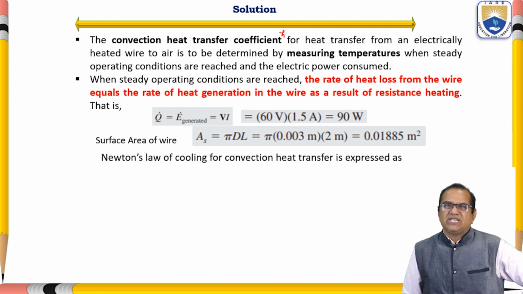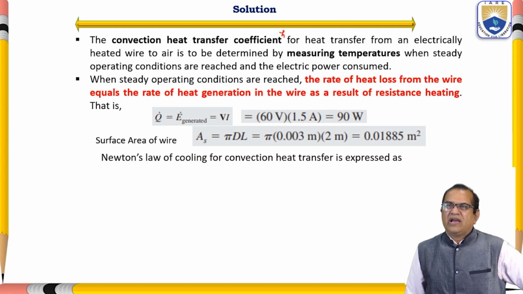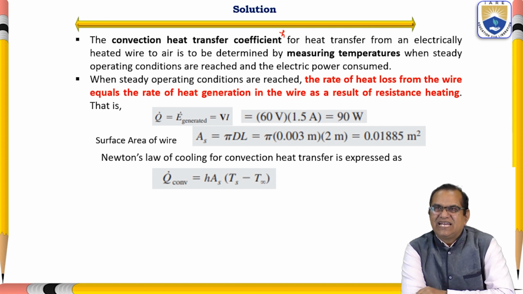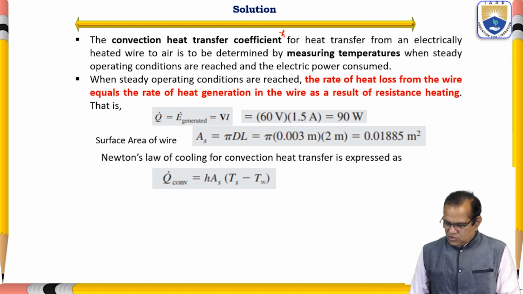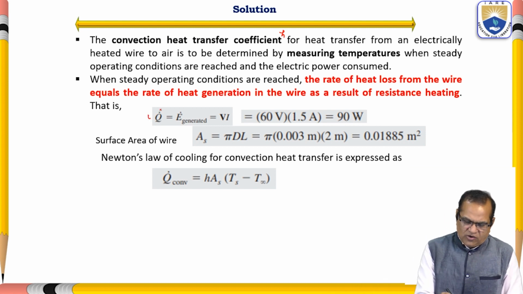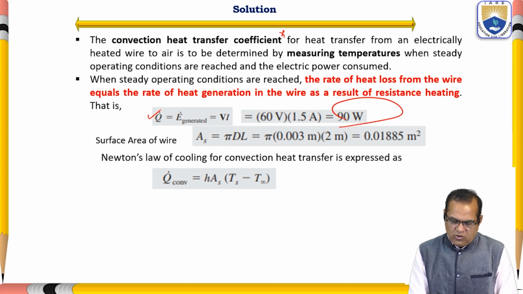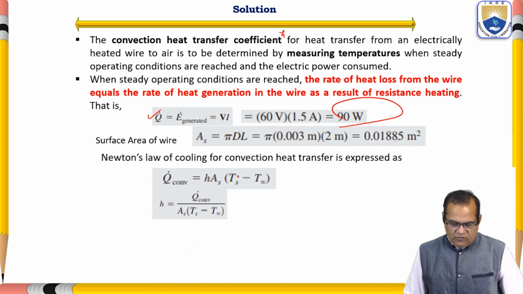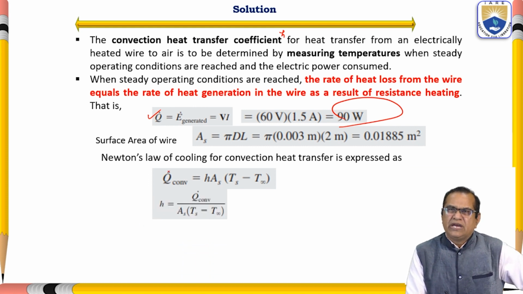Now, using Newton's law of cooling, convection heat transfer is expressed as Q convection is equal to h As (Ts minus T infinity). From here, we have got Q, we will put it here, and we know As, and we know the temperatures and all. So, we will get h is equal to Q dot divided by As (Ts minus T infinity).